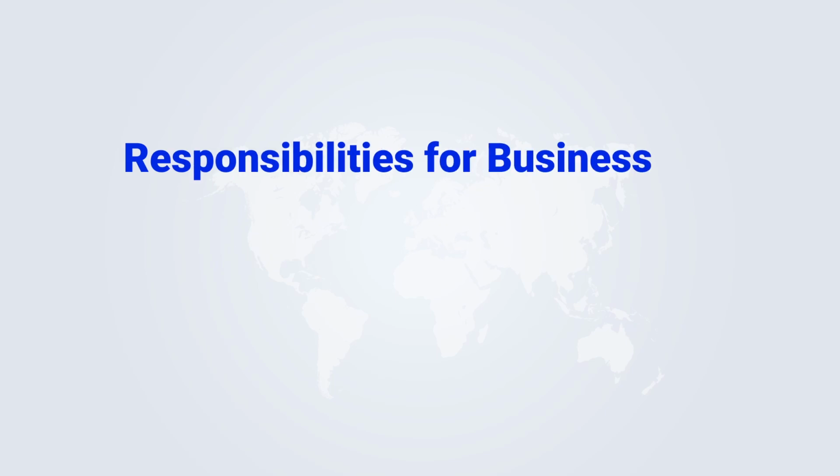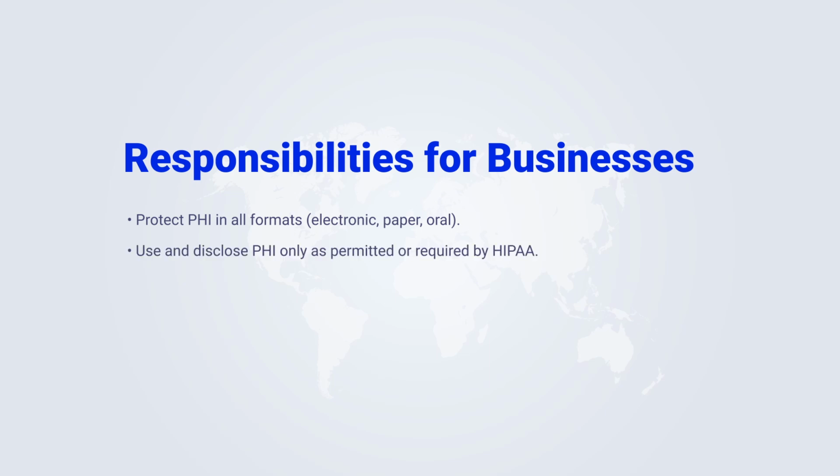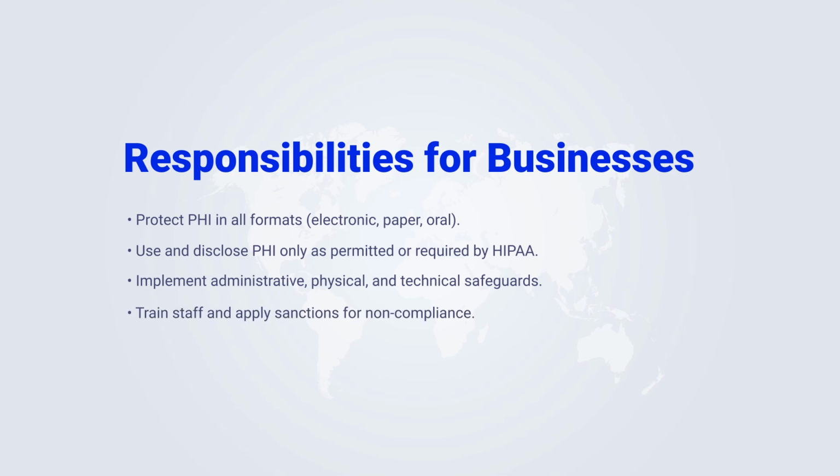Covered entities must protect PHI in all forms, whether electronic, paper, or oral. They must use and share health data only as allowed by HIPAA, implement strong administrative, physical, and technical safeguards, train staff and enforce policies, and retain privacy documentation for at least 6 years.